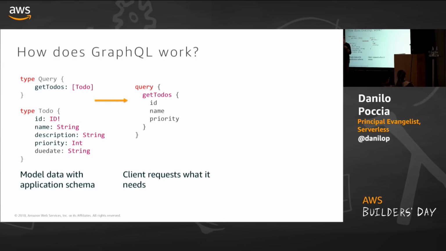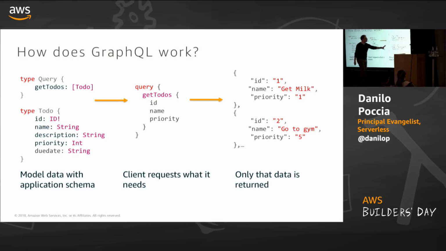And every time the client is running a query, it can be a mobile app, it can be a web application, it must specify what information in the data I want to get back. So if I want just the title, or if I want the full information, you can choose that when you run the query. You don't need to have different queries for that. And the result will be a JSON payload with exactly the minimum amount of information that I ask for.